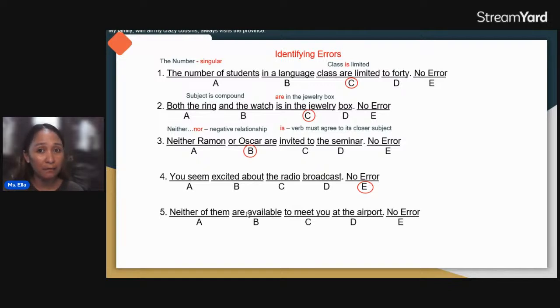All right, let's continue with number five. Neither of them are available to meet you at the airport. Again, neither of them are available to meet you at the airport.